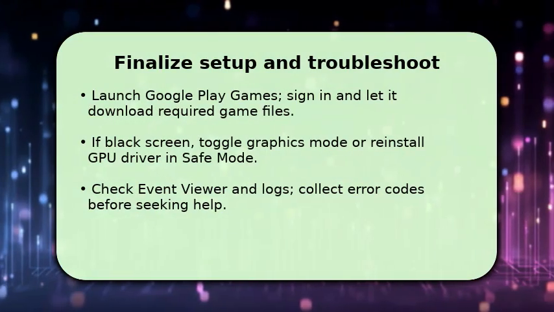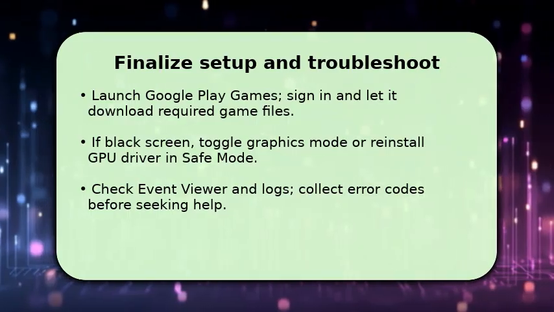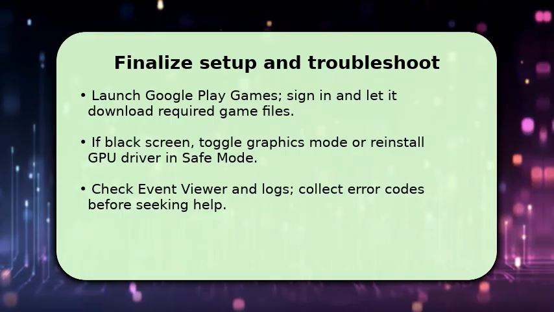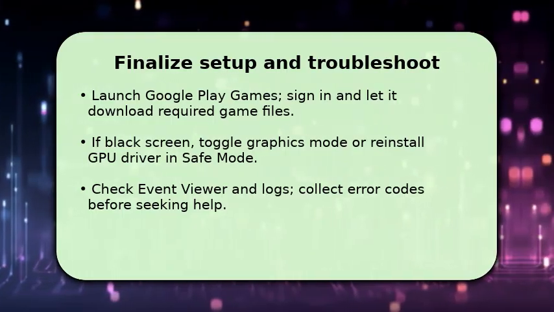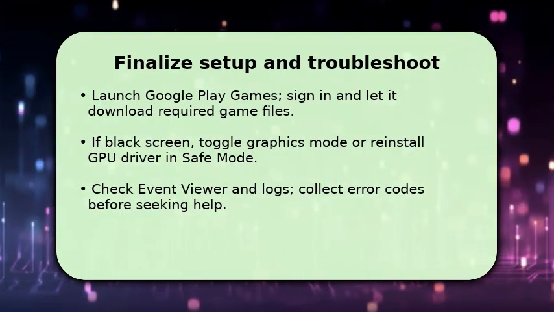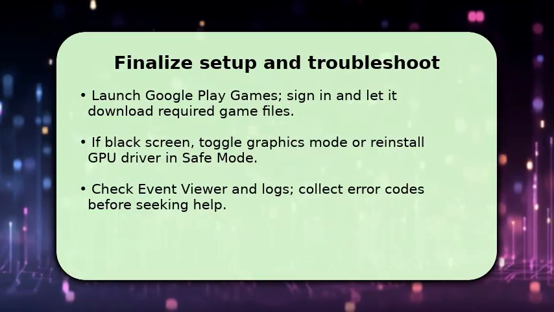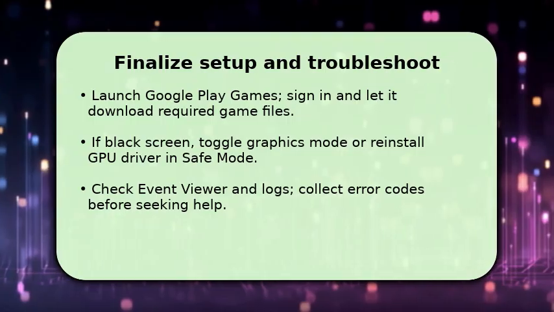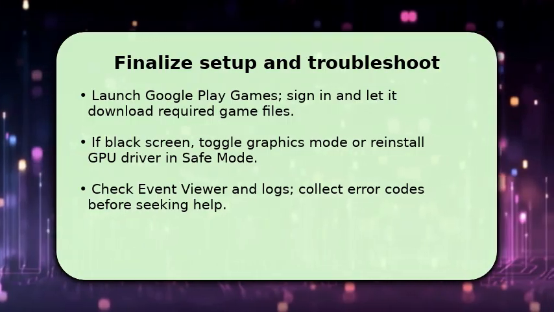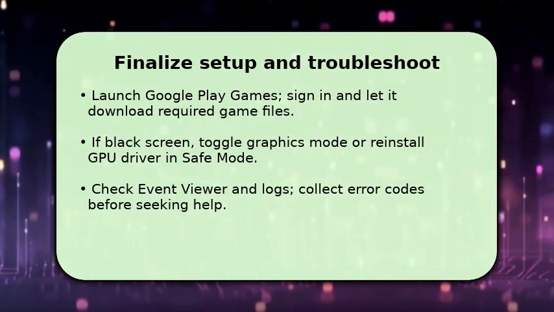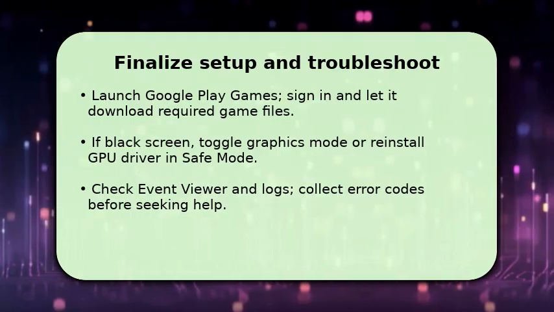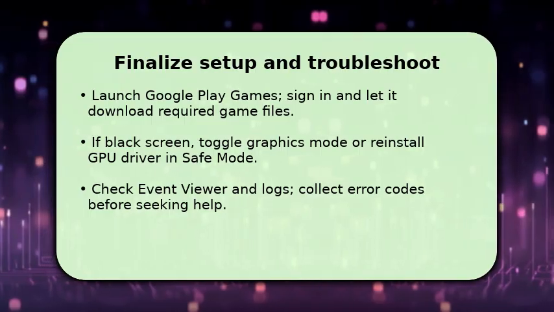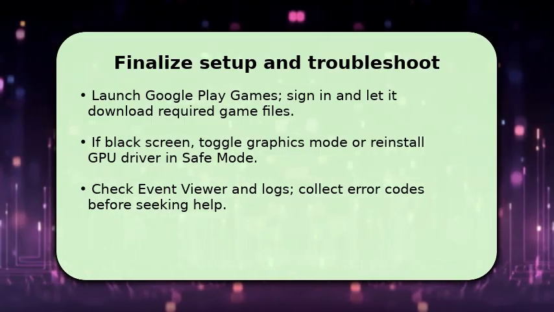You finish by launching Google Play Games and letting it download core components. Sign in and allow any additional system prompts. If the app fails with a black screen or crashes, toggle the emulator graphics mode between DirectX and OpenGL, and if that fails, reinstall the GPU driver from safe mode to remove corrupted files. Make sure to check Windows Event Viewer and the emulator logs for error codes. That information speeds any further troubleshooting or when you contact support.